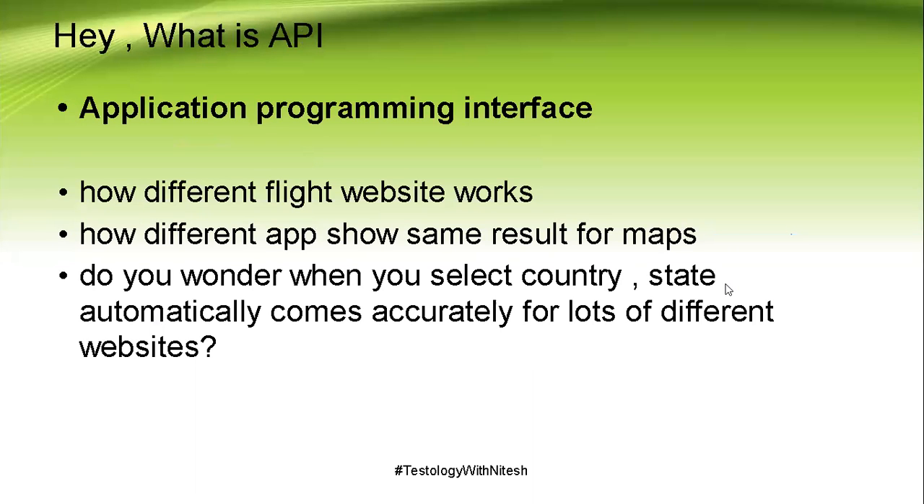Now let's talk about that. How do different flight websites work, how do different apps show the same result for maps? Basically, APIs are around us. If you are using a shopping website, there are APIs. If you are using a ticket booking website, there are APIs. So basically, what is an API?